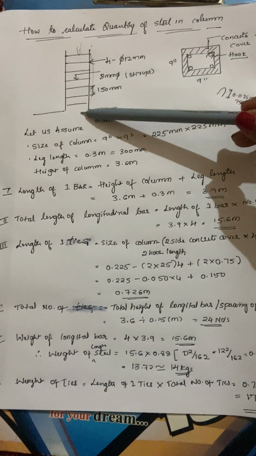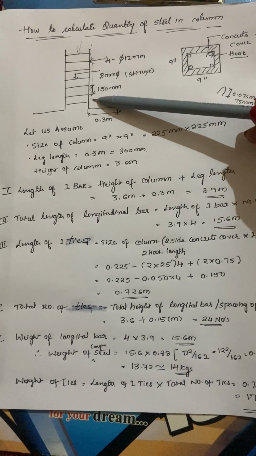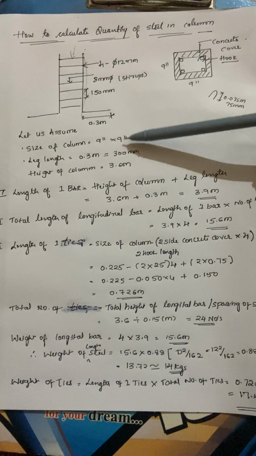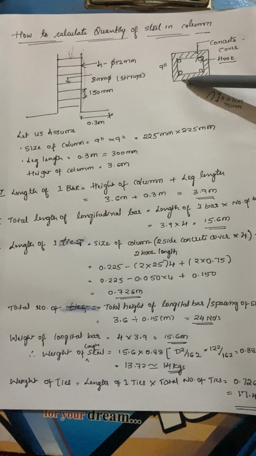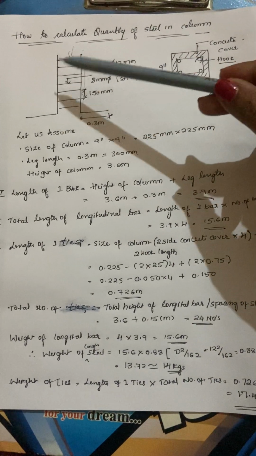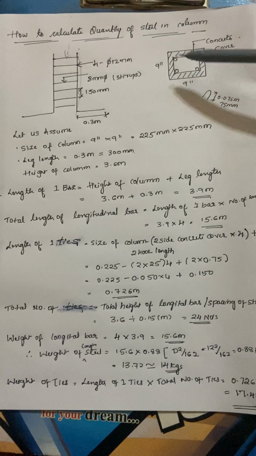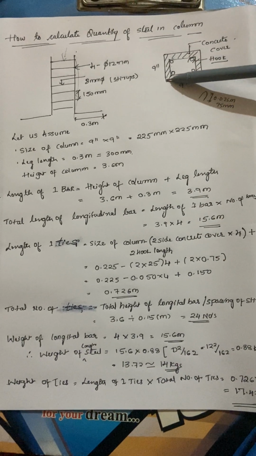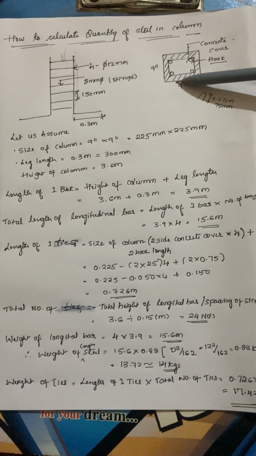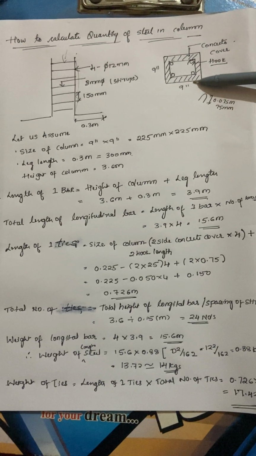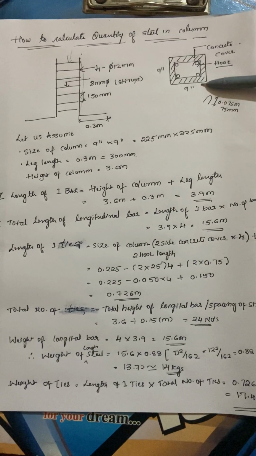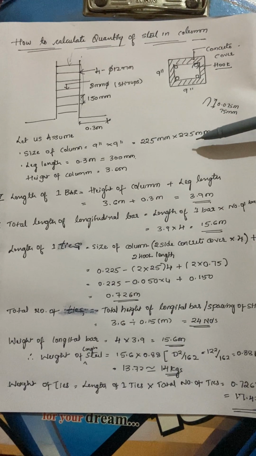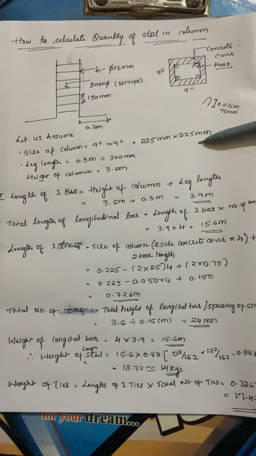So I have taken this column as an example, where the size of the column is 9 inch by 9 inch. So you can see this is the size of the column from the top view. This is the top view and this is the side view. Okay, so from the top view, the size of the column is 9 inch by 9 inch. So what is 9 inch when we convert it to mm? That is 225 mm by 225 mm.